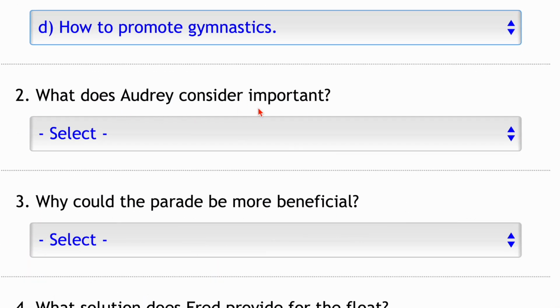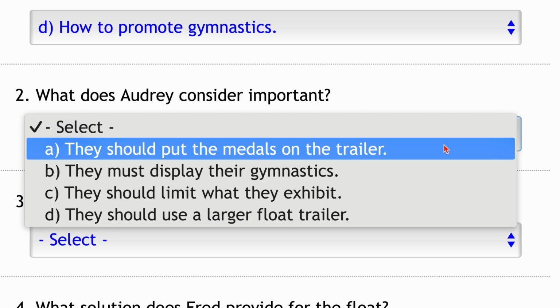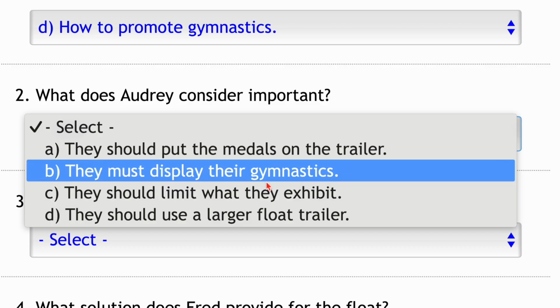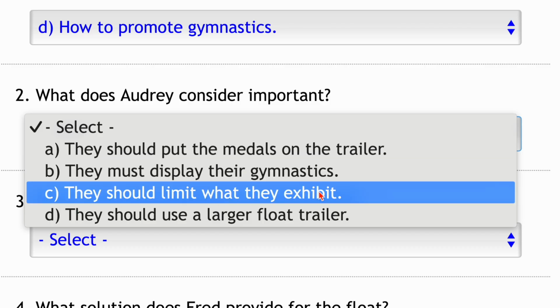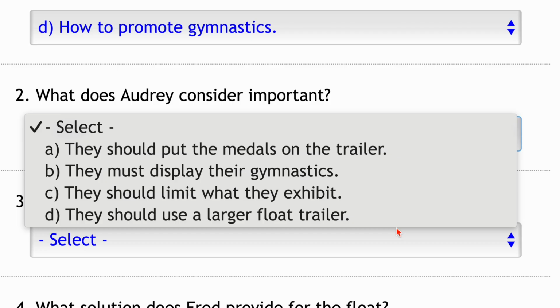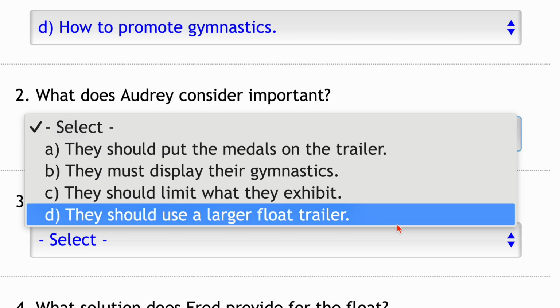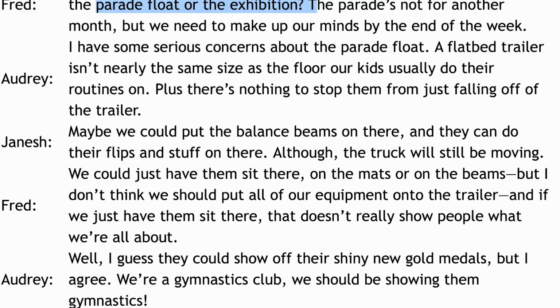What does Audrey consider important? They should put the medals in the trailer. They must display their gymnastics. They should limit what they exhibit. They should use a larger float trailer. Okay.